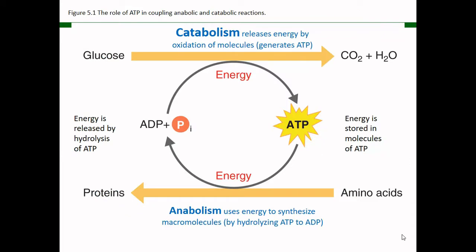Here's what the catabolism-anabolism cycle looks like in our cells. We have glucose that we take in as energy. That gets broken down. ATP is made, and that ATP is then used to put building blocks together through anabolism to make things like proteins.